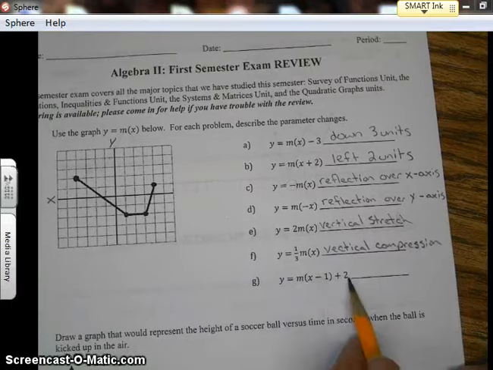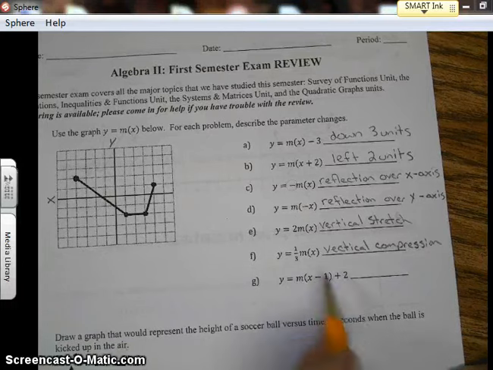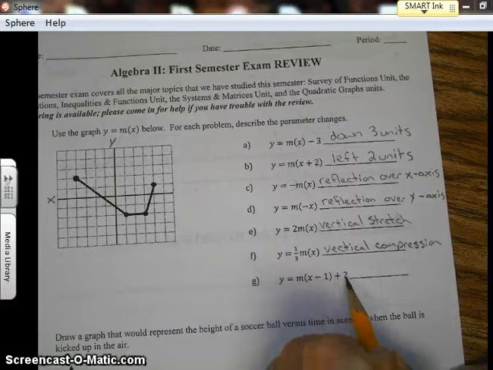And here we have a couple parameters. Here's an effect on the x, and this is the effect on y. So we have 1 unit to the right and 2 units up.